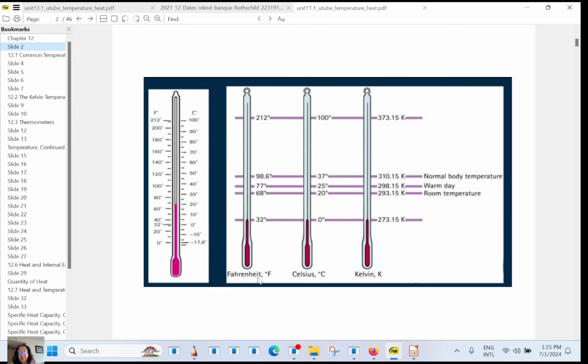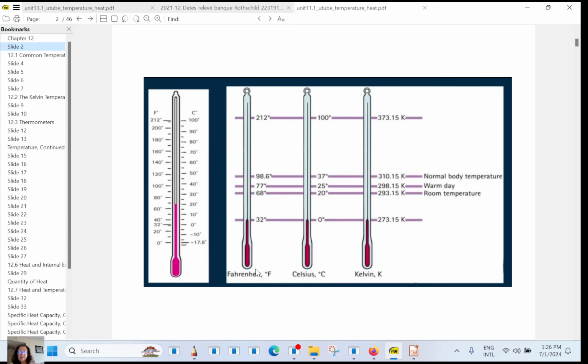And then we have the Fahrenheit scale that we use in the US, which doesn't make a lot of sense, but nevertheless, you have to know it. It also uses two points: 32 degrees Fahrenheit, which is the freezing point of water, and 212 degrees Fahrenheit, which is the boiling point of water.